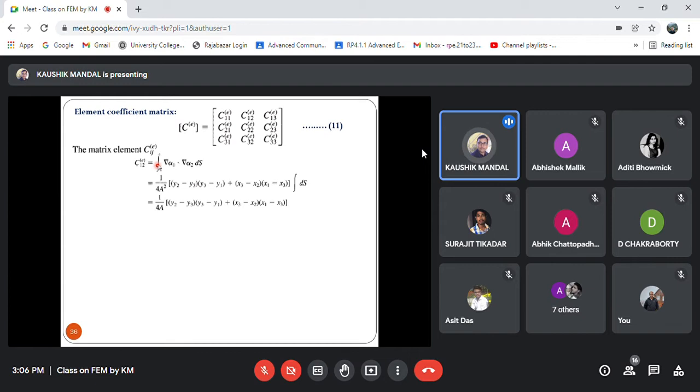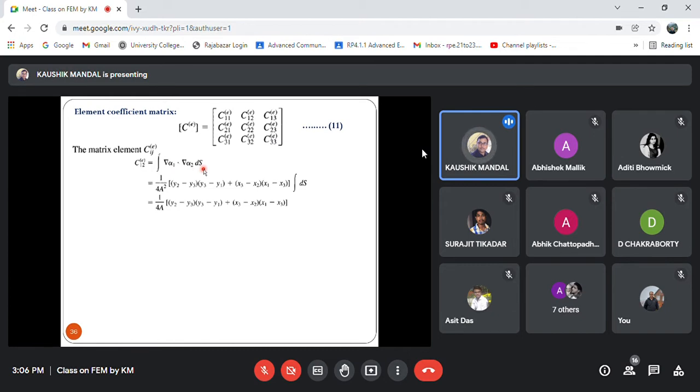Now the question is how we can find out the elements of the element coefficient matrix, that is C11 of E, C12 of E, C13 of E. How can we find them? As per the basic equation, C of ij is the integration of grad of alpha i, grad of alpha j ds. For example, if we want to find C12 of E, that means i equal to 1, j equal to 2, so there will be the integration of grad of alpha 1 times grad of alpha 2 ds.